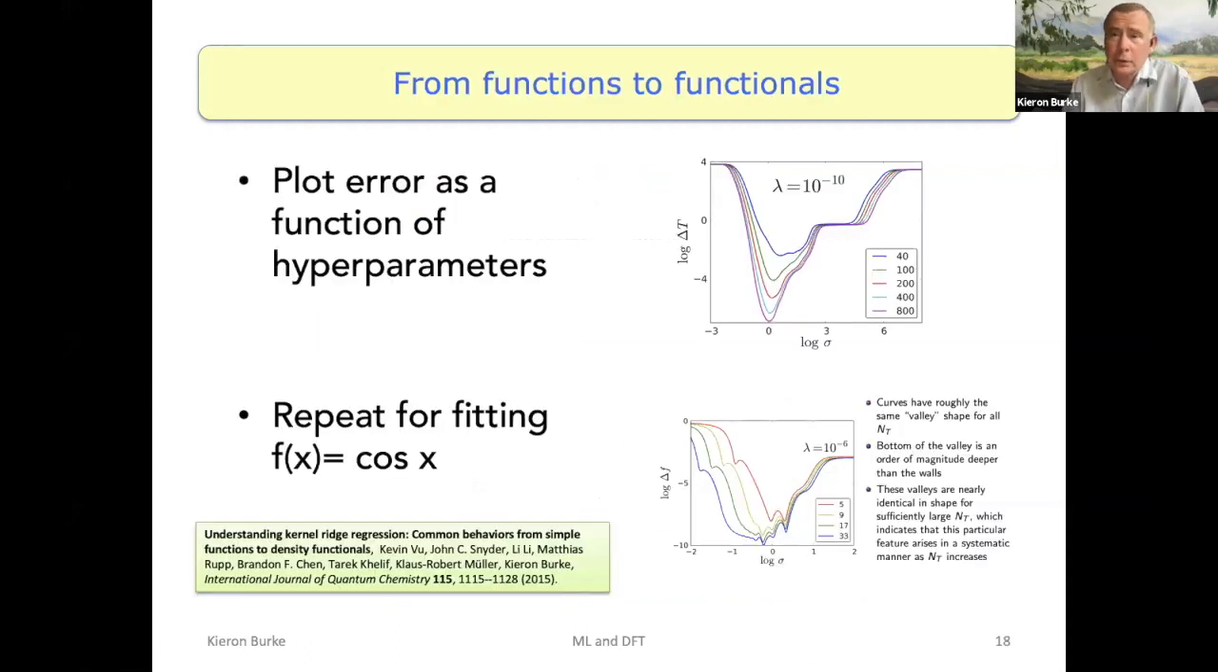On the way, though, we did a lot of work thinking about how these machine learning methods work, how to construct these functionals. And a paper that's quite popular is one by an undergraduate, Kevin Vu, where we simply looked at fitting a simple function, a cosine, using these methods, and then compared to what was going on inside our density functional. And this way, you could understand much better what happens with these kernel methods.